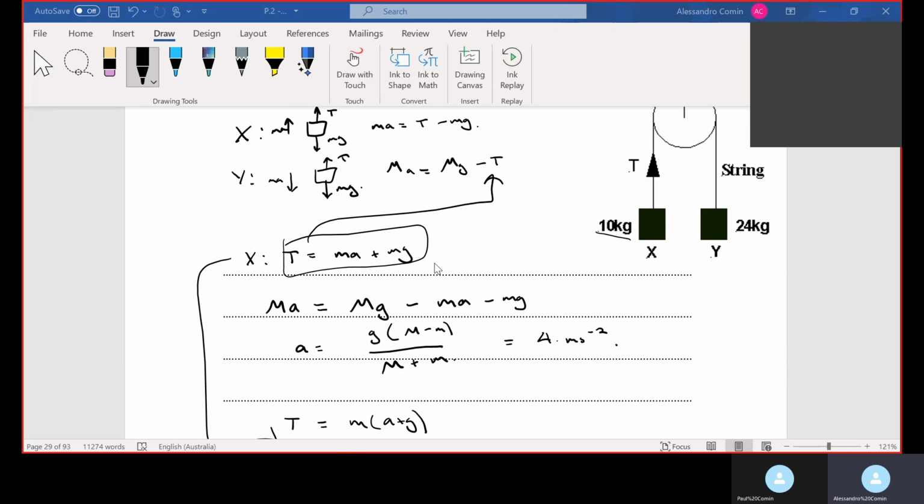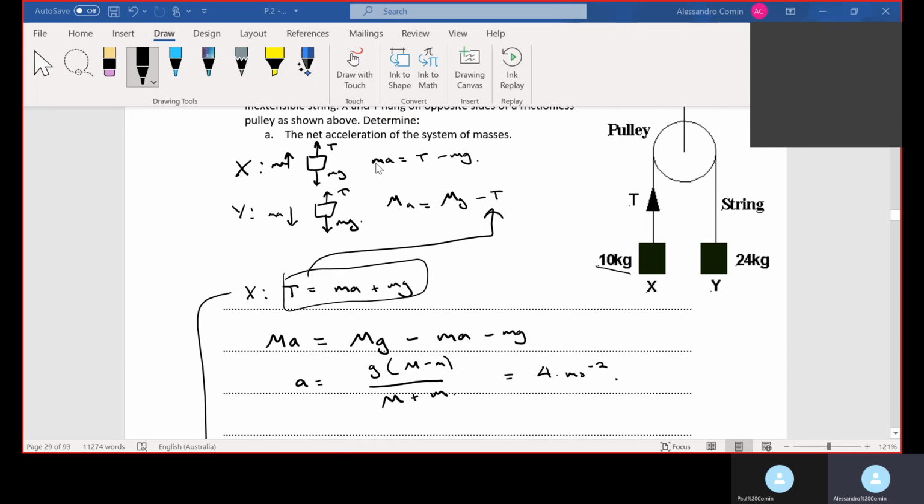One of the things that I really don't understand about physics is that a lot of students don't really understand the math behind it, but it's literally just math with different letters. Like people will see T is equal to MA plus MG, and they'll see these two equations, and g is equal to 9.8, and capital M is equal to 24, and lowercase m is equal to 10, and we don't know what T is, but we want to know what A is, but we don't care what T is.